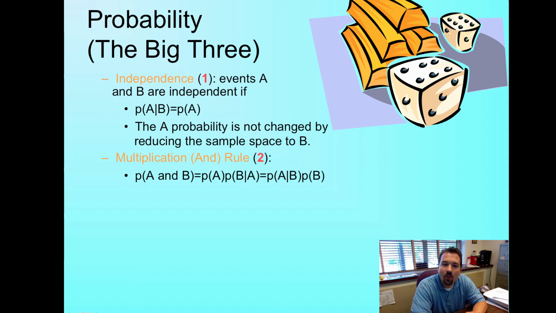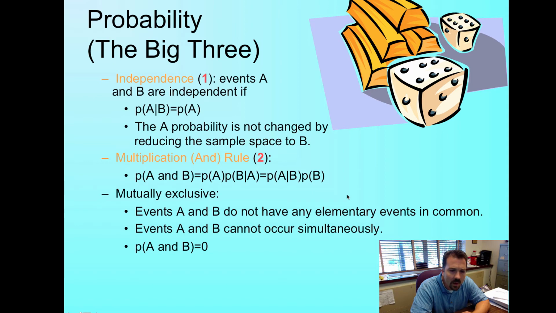The multiplication rule, also called the AND rule, goes as follows. The probability of A and B equals the probability of A times the probability of B given A, which is the same thing as saying it's the probability of A given B times the probability of B.